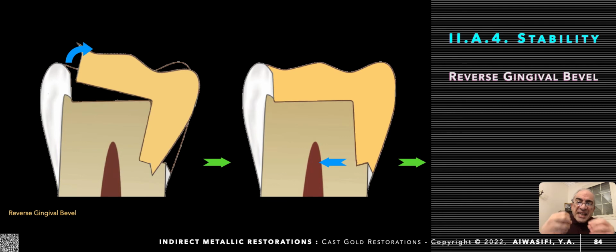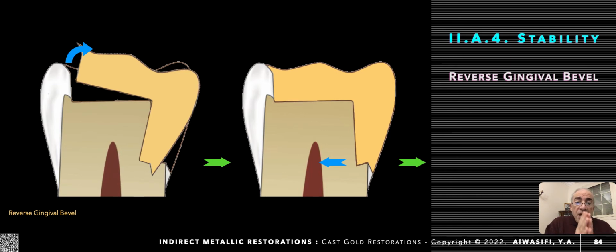Do we need to do this with direct metallic restorations such as amalgam? Do we need to do this with direct composite restorations? Do we need to do this with indirect static restorations? No, it is only limited to gold because of its high strength properties, its ductility, and its ability to be finished into thin margins.